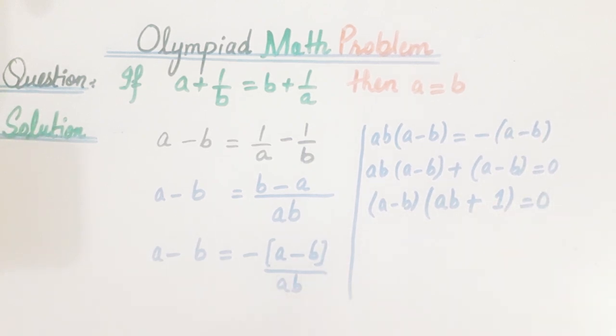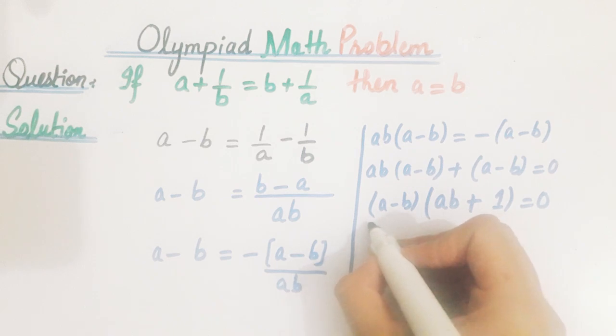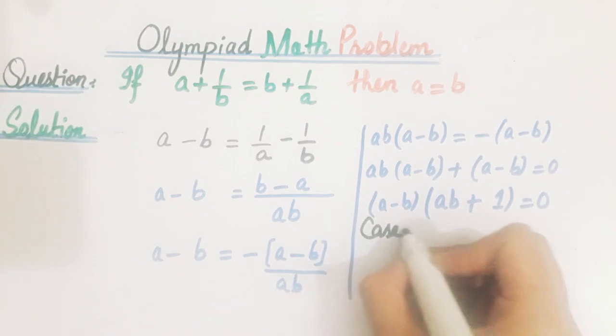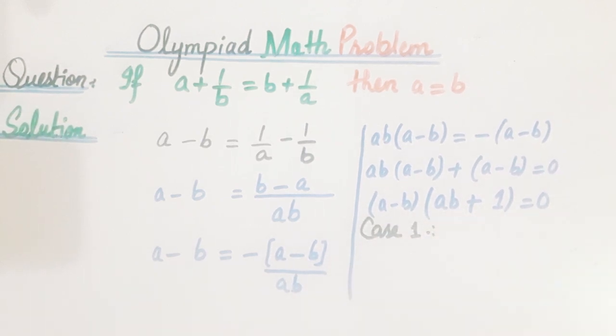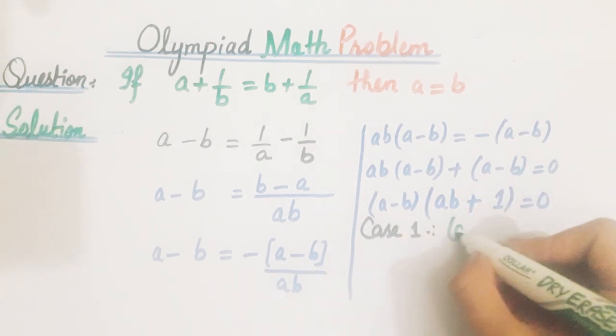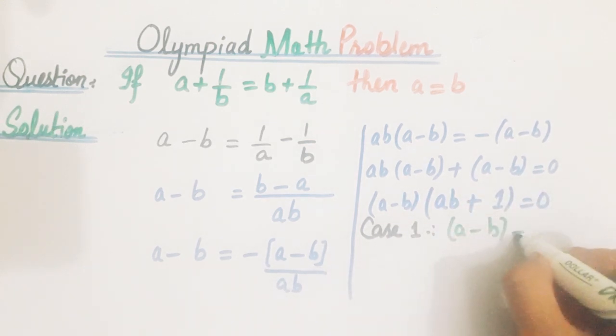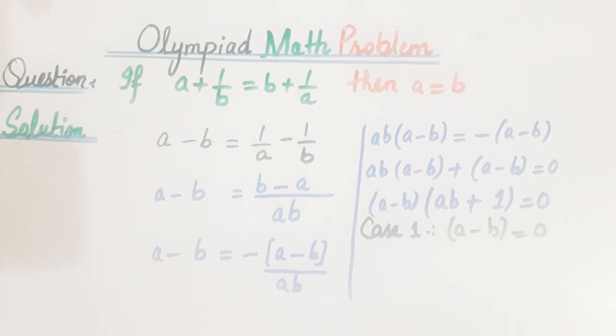Now there are two cases. First of all, we will solve case 1. According to case 1, if a minus b equals 0, this implies that a equals b.